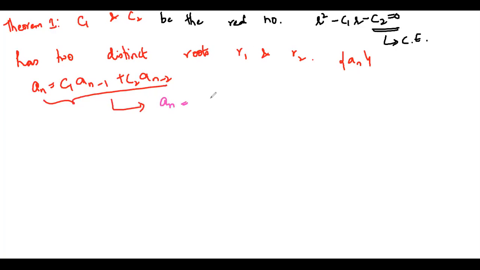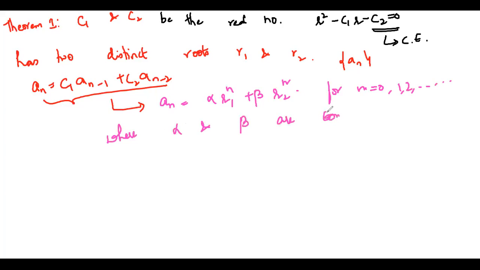the solution for this sequence is given as an is equal to alpha r1 power n plus beta r2 power n, for n is equal to 0, 1, 2 and so on, where alpha and beta are constants. Okay, once again let me summarize it for you. So over here we have the recurrence relation or the sequence an. Okay, an is given as C1 an minus 1 plus C2 an minus 2.